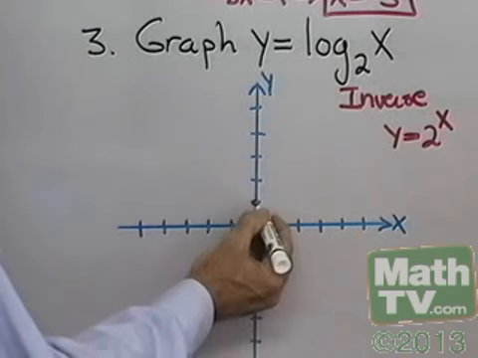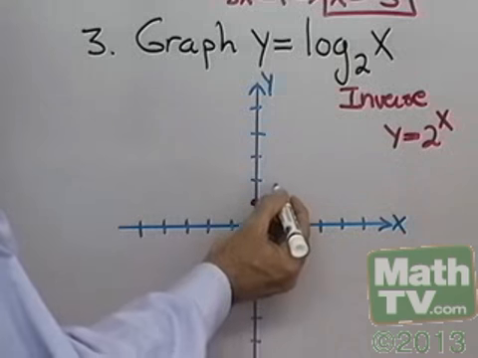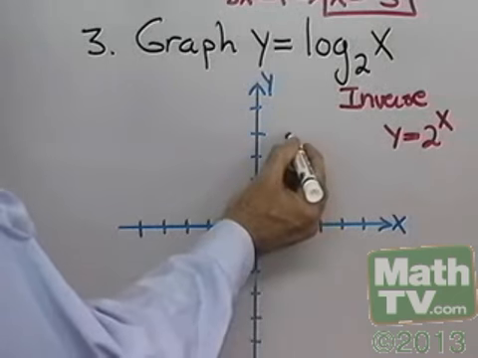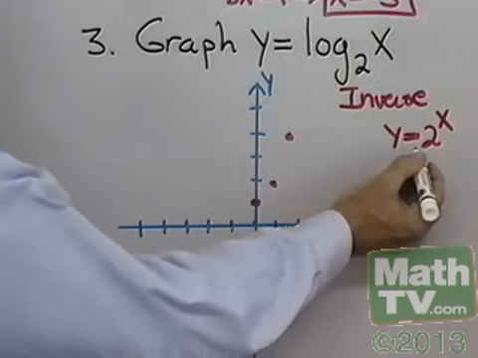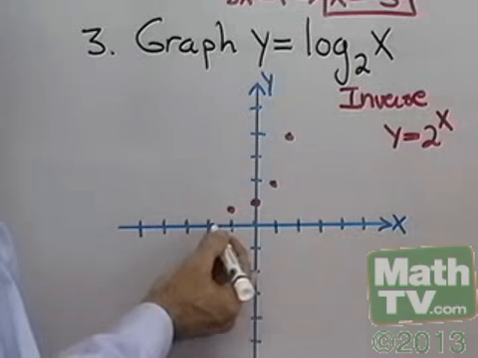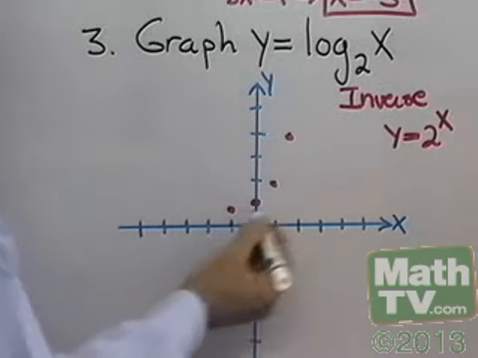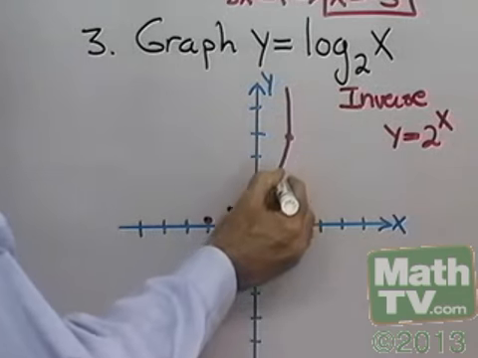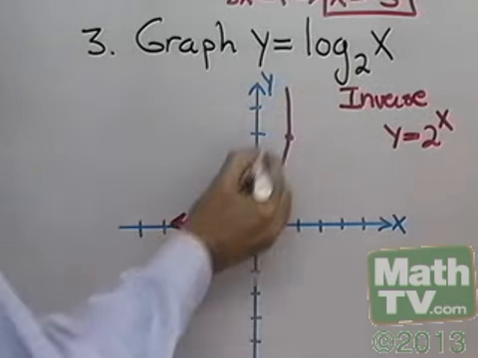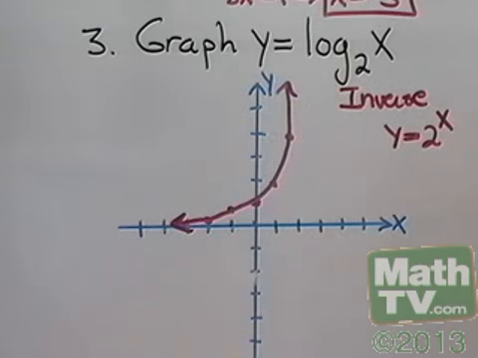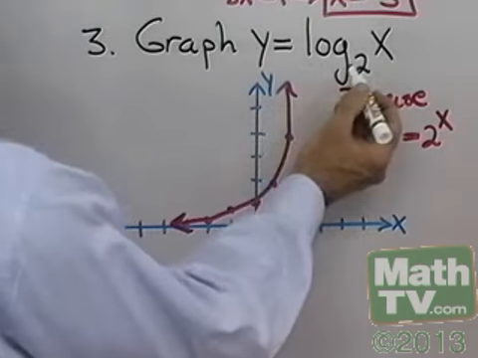When x is 0, y is 1. When x is 1, y is 2. And when x is 2, y is 4. When x is negative 1, 2 to the negative 1 is 1/2. When x is negative 2, 2 to the negative 2 is 1/4. And so I end up with this for the graph of y equal 2 to the x power. And I know that that is the graph of the inverse of y equal log base 2 of x.